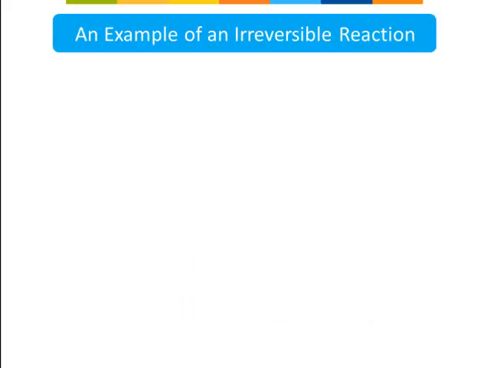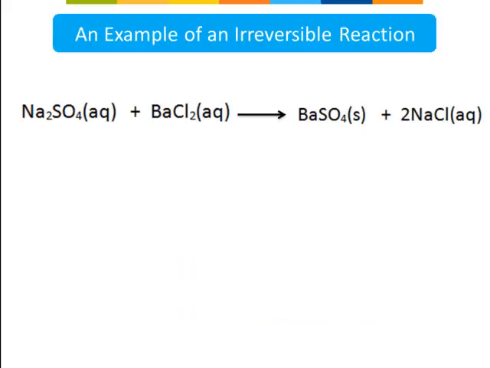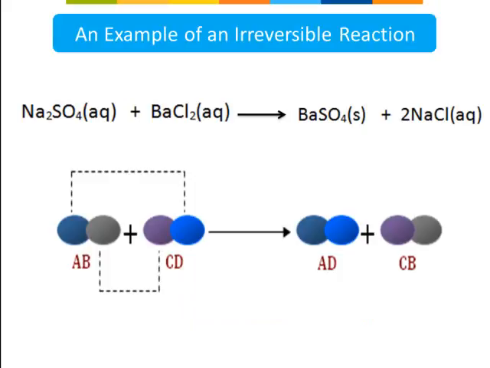We now look at an example of an irreversible reaction. Take a look at this formula. We see that the reaction of sodium sulfate with barium chloride to form barium sulfate and sodium chloride is irreversible in nature.